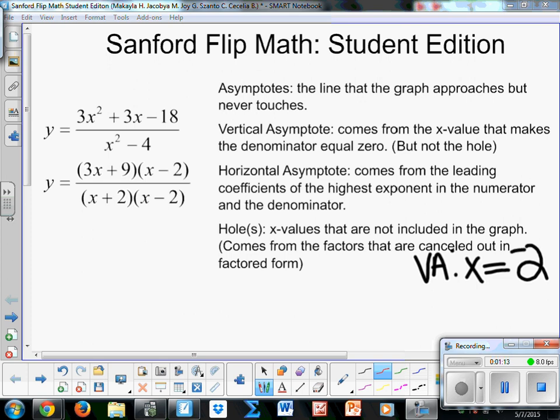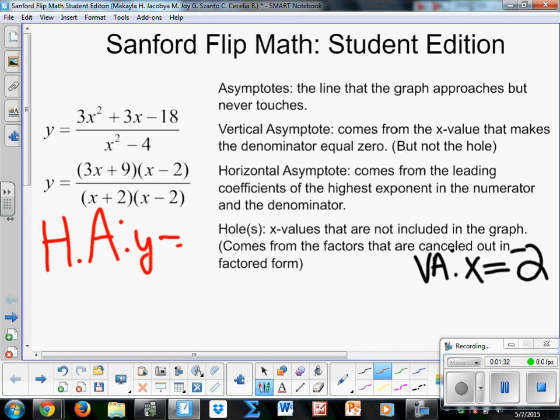Your horizontal asymptote comes from the leading coefficients of the highest exponent in the numerator. So in this problem, your highest exponent is x squared. So 3x squared divided by x squared equals 3. So for this problem, your horizontal asymptote is y equals 3. As you can see, we divided this 3 by x squared, which takes that away, and you're left with 3.